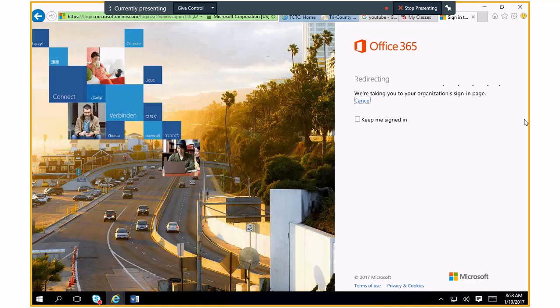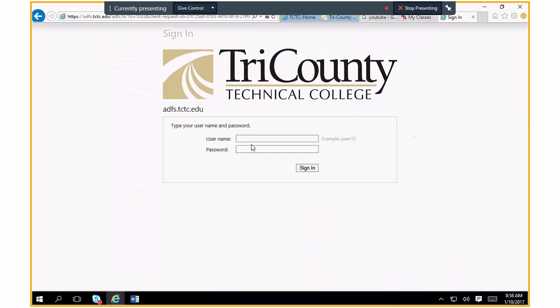It directs you to the login right here, and you put in your username and password, and you can download all of Office, including Skype for Business, onto your laptop or your home computer or whatever, up to 5 computers. Now, once you get into Skype, you need to type in your username at Tri-County Tech and your password, and then you need to add me before class starts. Once you add me, then you just have to pull me up, or I add you. I have to add you to the meeting.